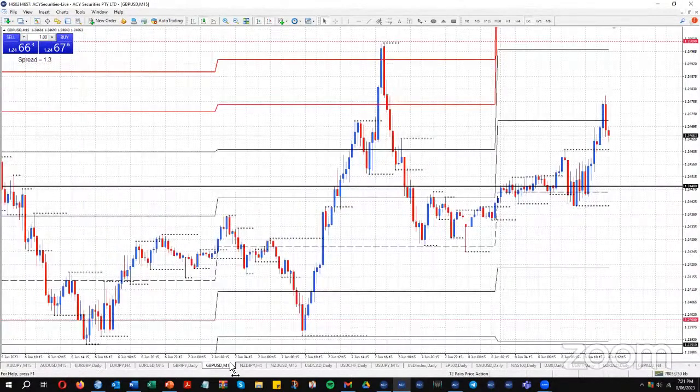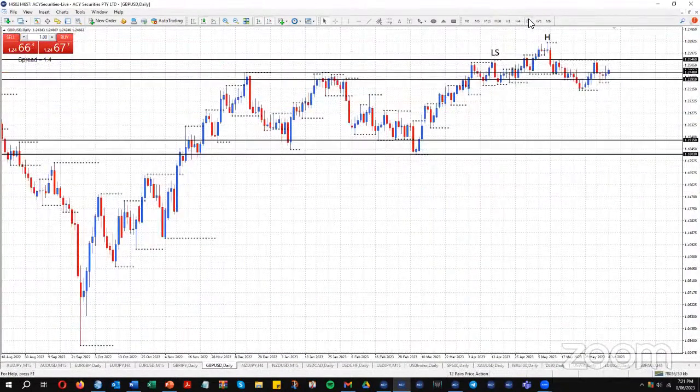All right, let's have a look at the pound. A bit tricky at the moment, the pound. What I've been focusing on is this. Is this a left shoulder? Is that a head? Are we forming a right shoulder here? Maybe a double top with that right shoulder. And we sold down from there on Friday.